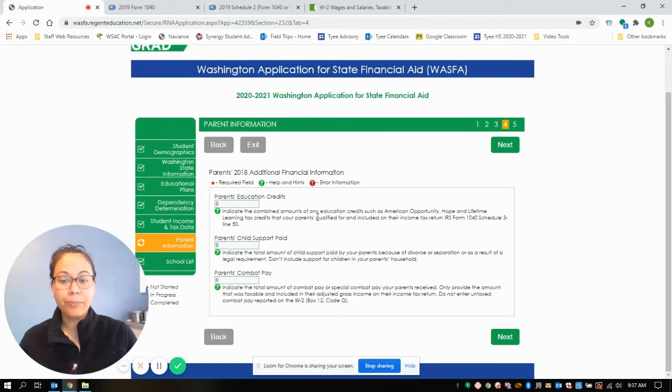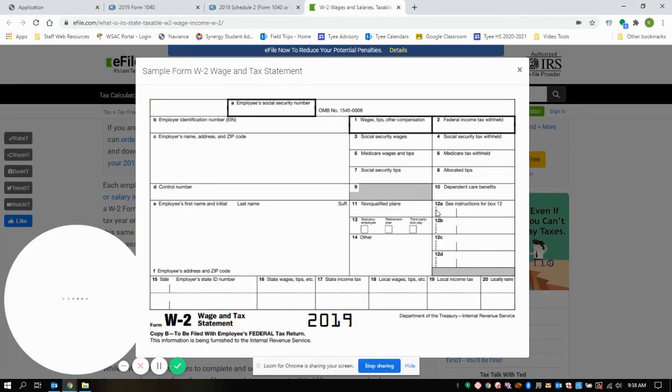Just leave it 0. Parents' child support paid. So this is how much child support a parent has paid to another parent in the year 2019. You would include that here. And then parents' combat pay for serving in the U.S. military would be on your W-2. So you're going to be looking at box 12, code Q.